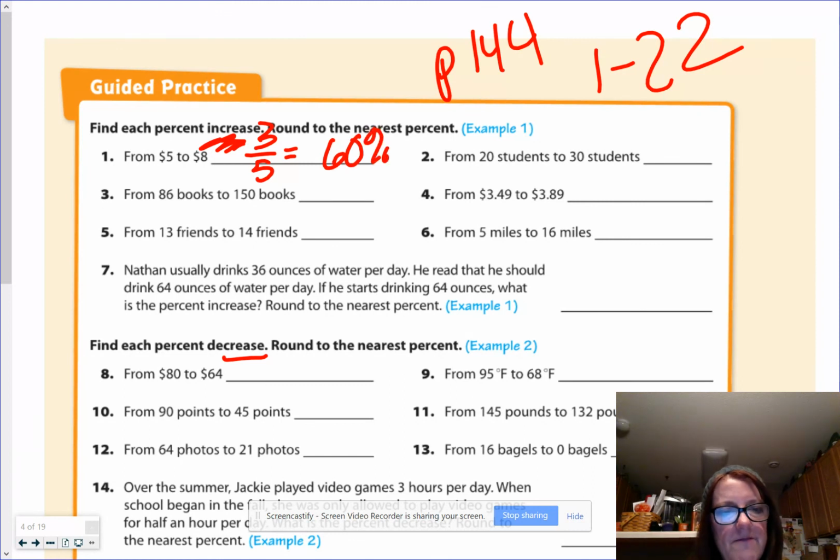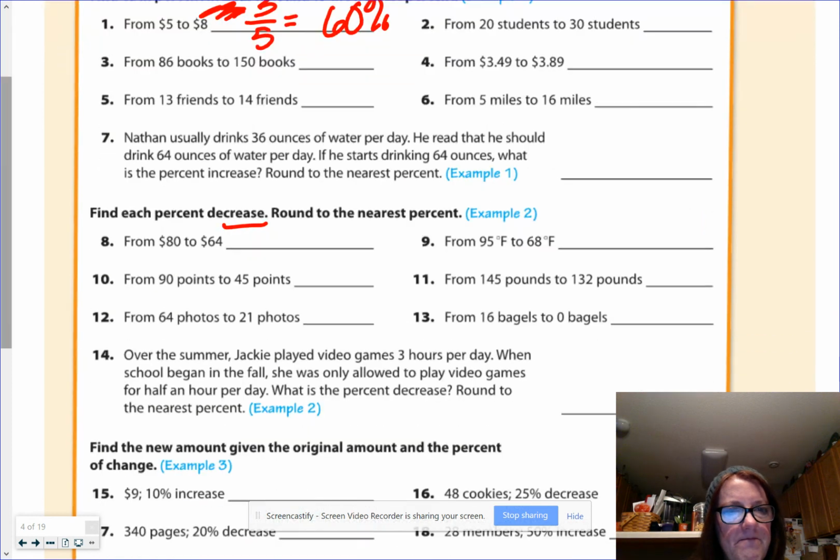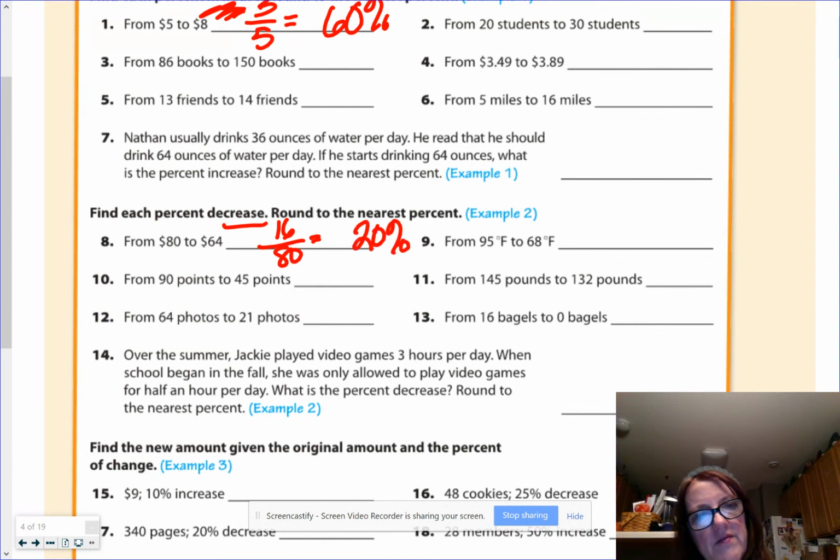Jump down to number 8. This time it says decrease. That just means we're going down. So from 80 to 64, how much did you drop? We dropped 16. Divide that by the original, 80. And on this one, I do believe you get 20. Well, as a decimal, you get 0.2, but 20% on it. I think you got it. You're set to go. Use your calculator, but show me what you're doing. Good luck, and may the force be with you.